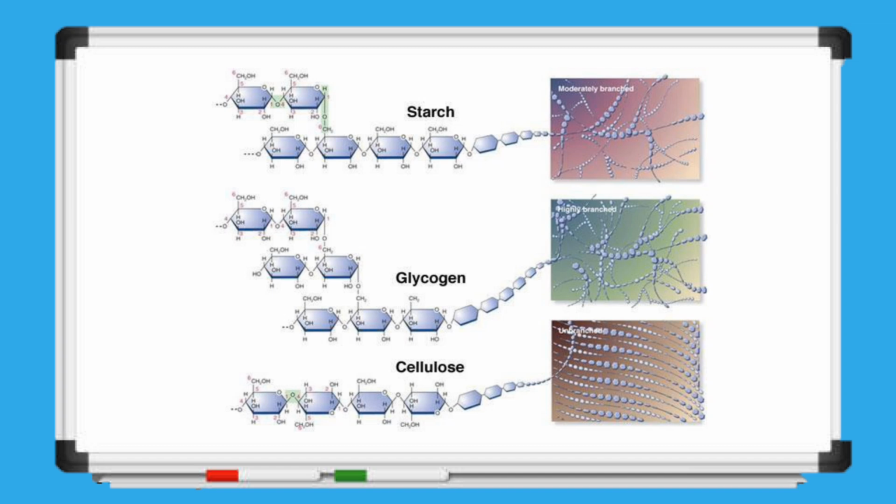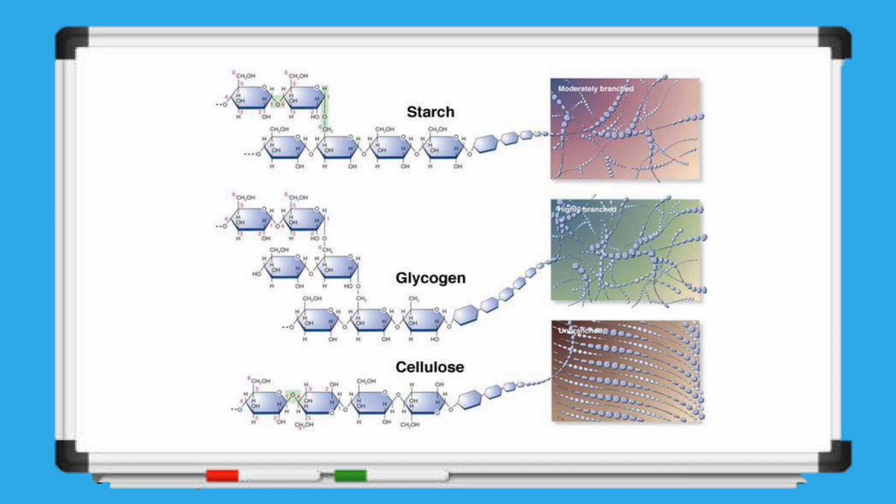Now, these different structures aren't just for show, they serve a purpose. Starch and glycogen, which are used for energy storage in plants and animals, are branched. This branching makes them compact and allows enzymes to break them down quickly when the organism needs energy. Glycogen, especially, is highly branched, which helps animals access energy even faster.